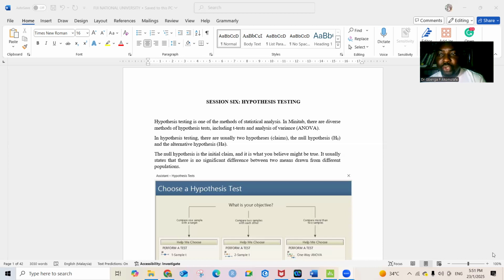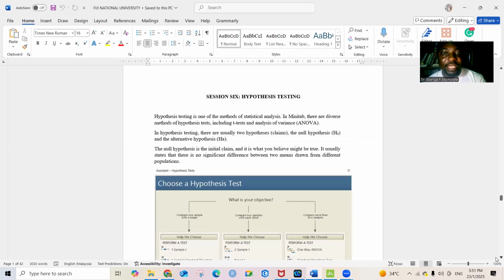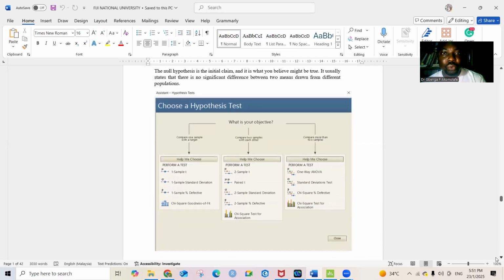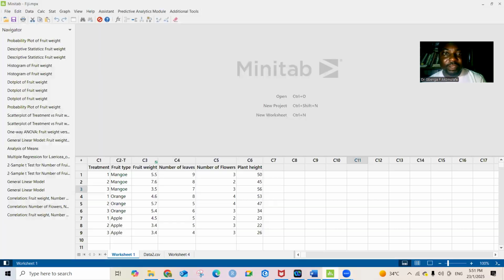Okay, so let me show you inside Minitab software what we normally use to seek a guide on how to select the type of hypothesis test that you want to use for your work. So just open Minitab. You can open Minitab software on your computer. Now, this is my own Minitab software.